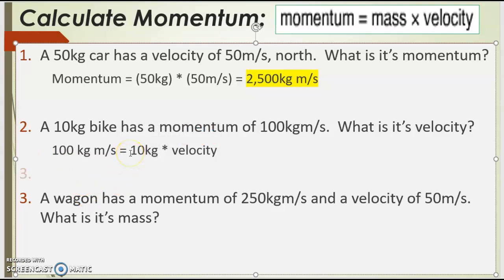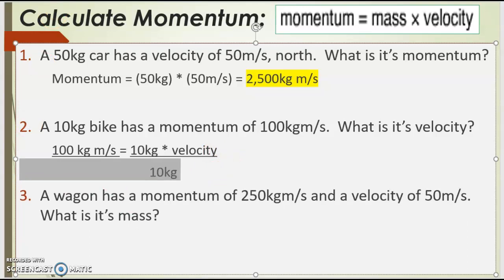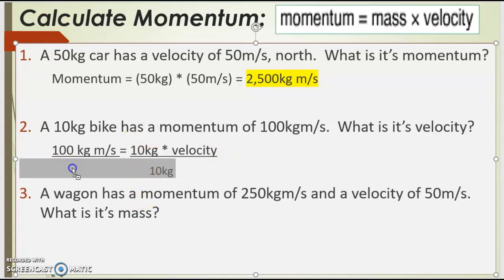To do that, you have to do the opposite math. Right here, we're multiplying. The opposite math is division, okay? So when we do this, we're going to divide both sides by 10 kilograms. We're going to divide both sides by 10 kilograms.